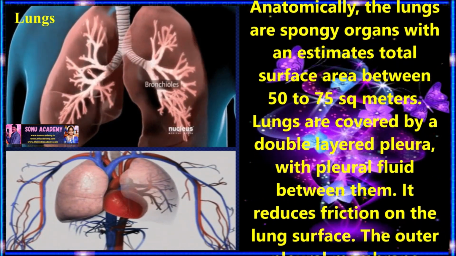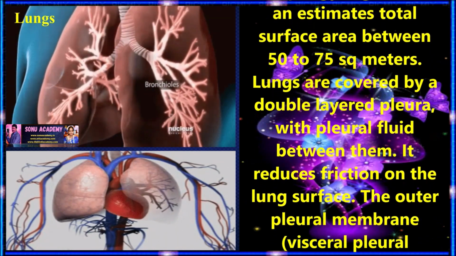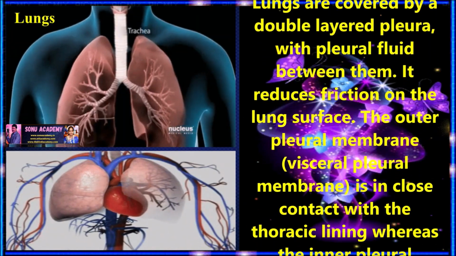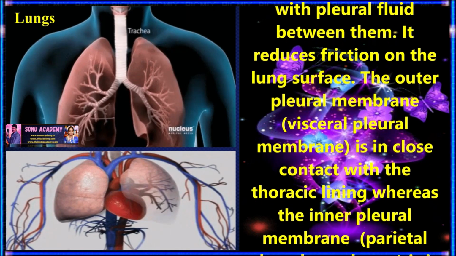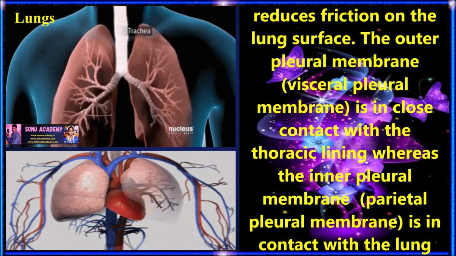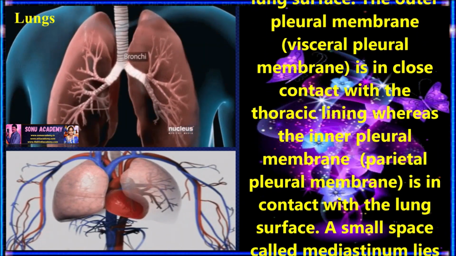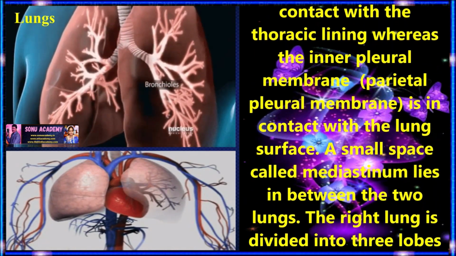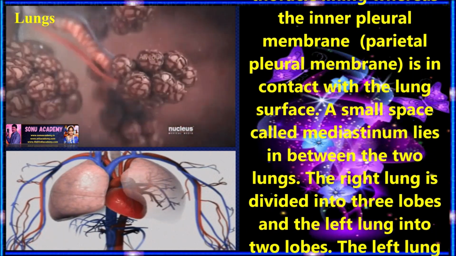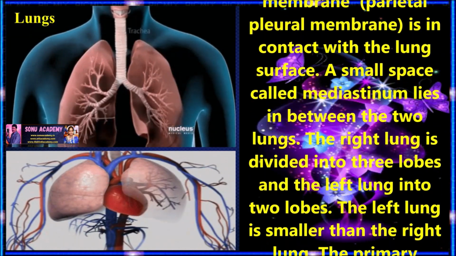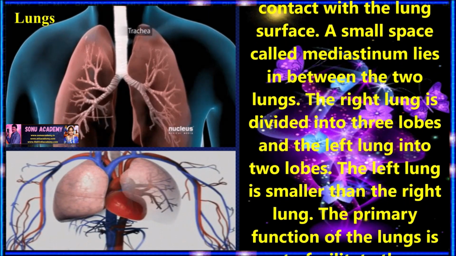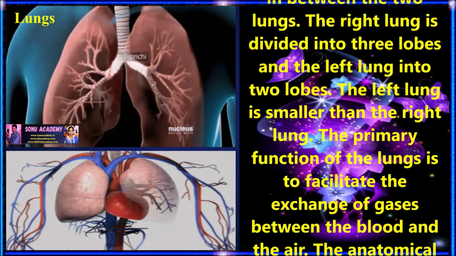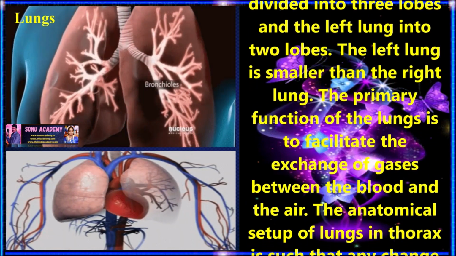Lungs are covered by a double layer called pleura with pleural fluid between them. It reduces friction on the lung surface. The outer pleural membrane is in close contact with the thoracic lining, whereas the inner pleural membrane is in contact with the lung surface. A small space called the mediastinum lies in between the two lungs. The right lung is divided into 3 lobes and the left lung into 2 lobes. The left lung is smaller than the right lung.